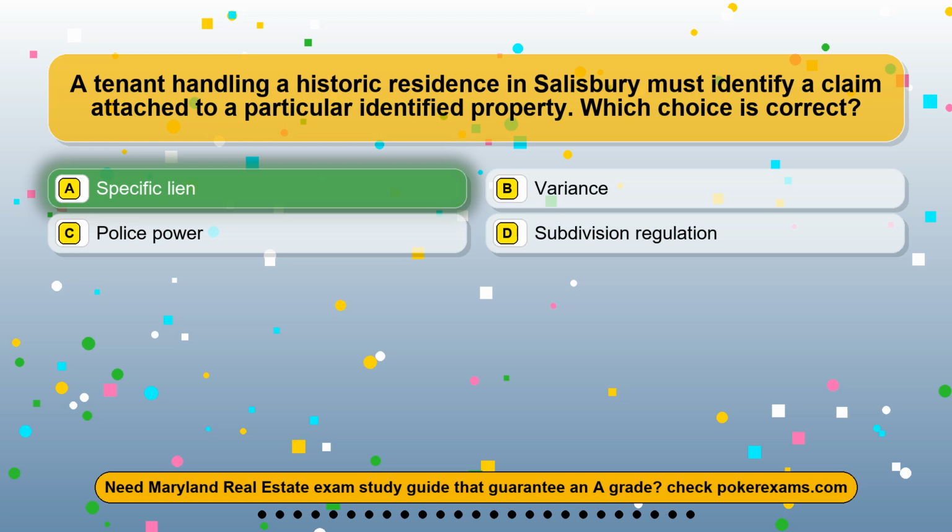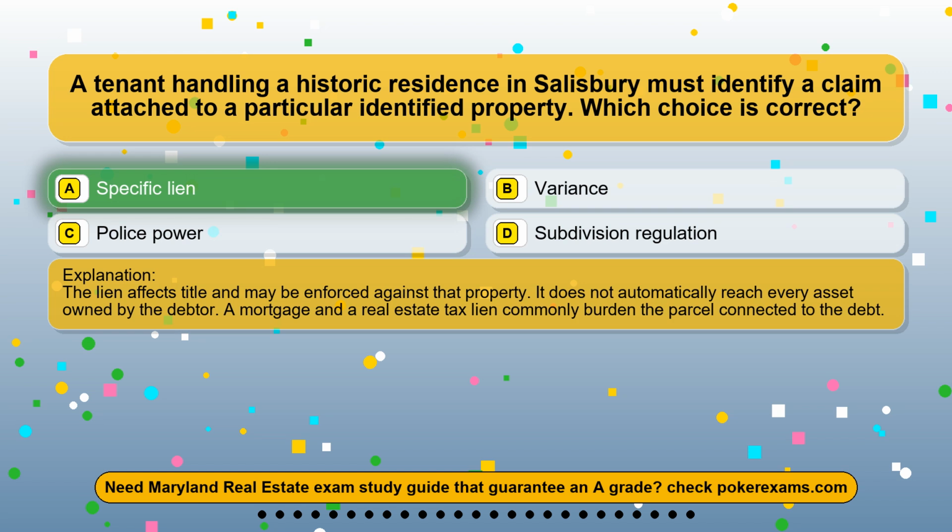The correct answer is option A. Specific lien. The lien affects title and may be enforced against that property. It does not automatically reach every asset owned by the debtor. A mortgage and a real estate tax lien commonly burden the parcel connected to the debt.